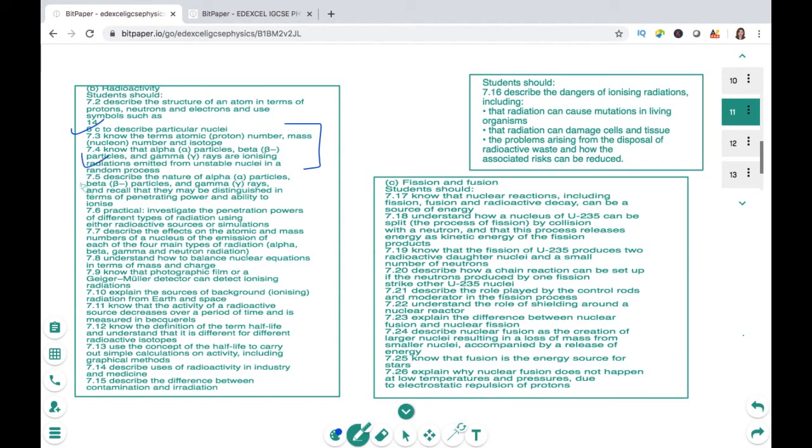We'll be looking over how you balance the nuclear equation. We'll be looking over how alpha, beta and gamma emissions affect the atomic number and the mass number. We'll also look over how we measure the half-life and the activity of a radioactive material. We'll also look over the dangers of ionizing radiation, and fission and fusion.